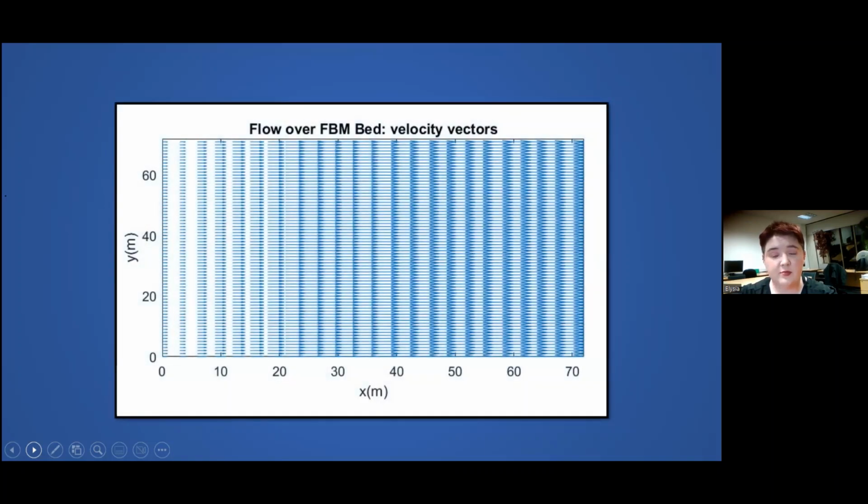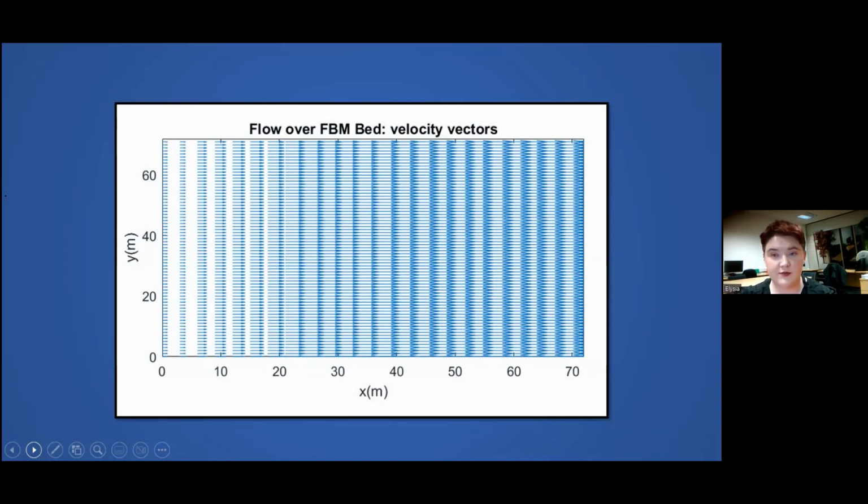This is an example of the product of the simulations. It's a graph of velocity vectors which describe how the fluid is moving and in what direction. Additionally to this, graphs of the water depth and the rate of flow or discharge can be produced.